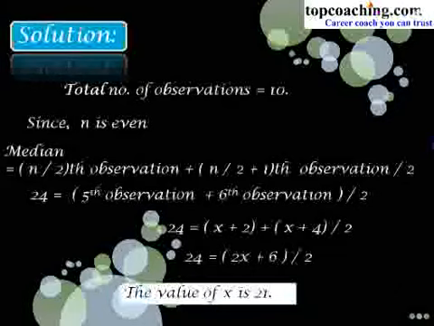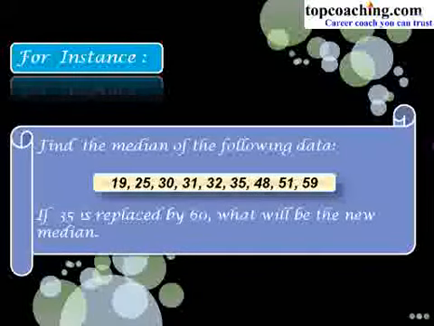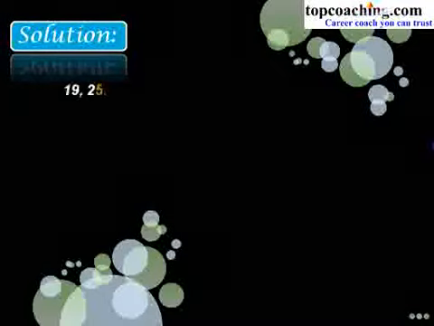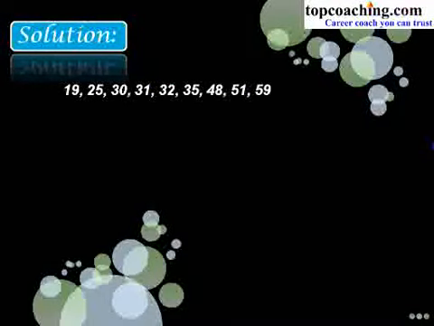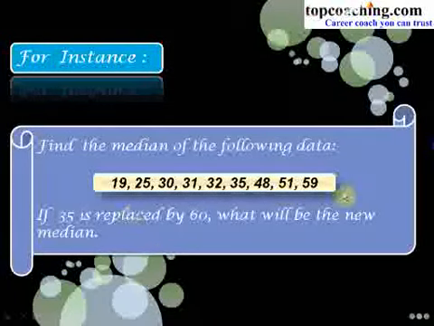Here we will do one more example. Find the median of the following data. If 35 is replaced by 60, what will be the new median? According to our rules or steps, we simply arrange the data in ascending order. So my dear students, as we have seen in this question, the series has already been arranged in ascending order. So there is no need to arrange in ascending order first.